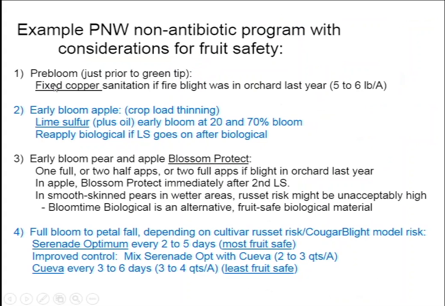So the first thing is just what we said, fixed copper sanitation, which we'll talk about in a minute. If fire blight was in the orchard last year, generally the rates are in this 5 to 6 pounds of a copper hydroxide type of material. Badge X2 is one we've worked with, but there's other materials out there that do the same thing. We don't really feel that the brand of copper material is that important. Rachel will talk about this in a minute. This practice only works if you had blight in the orchard last year. It has no effect on orchards that didn't have blight in them last year. So that's the first step.